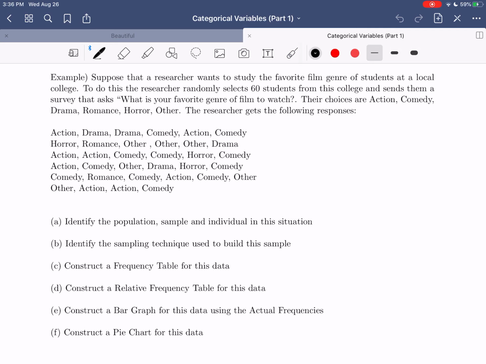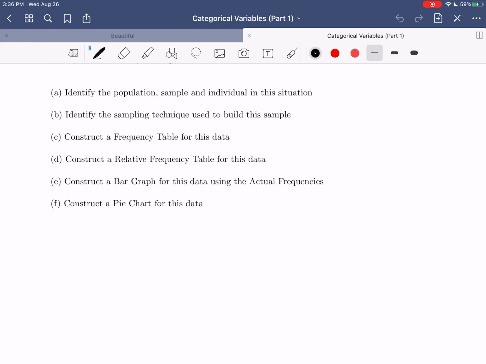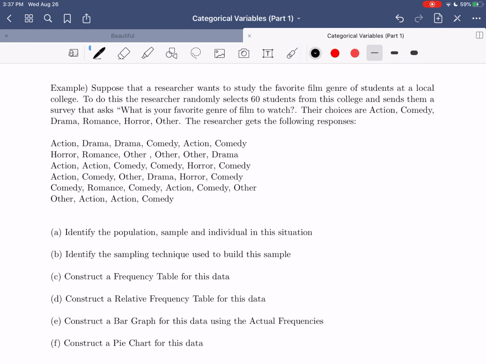So first of all, let's talk about the population, sample, and individual. We want to diagnose the population, sample, and individual. We might look through this and immediately think, well, he selected 60 students, so our sample might be those 60 students. But we have to be careful here. This doesn't necessarily look like we got 60 responses. So let's go ahead and just quickly count this.